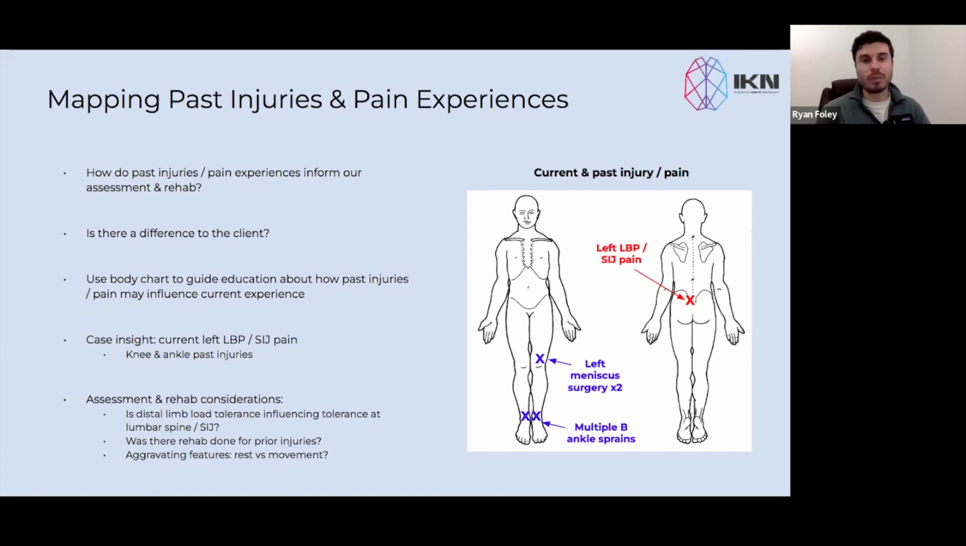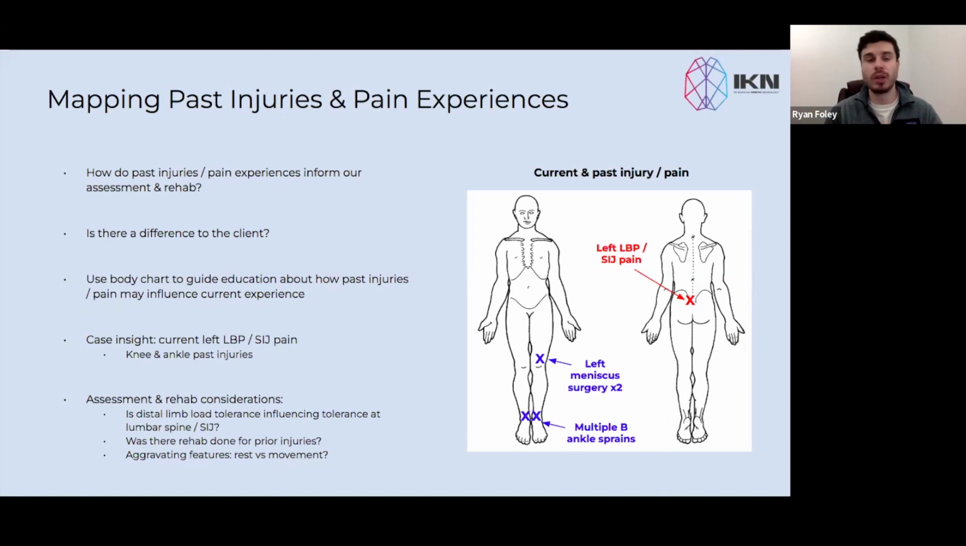Hey everyone. So in this video here, we're going to talk about how we can use past injuries and past pain experiences to help guide our thought process and our decision making when we're trying to do a couple of things, when we're trying to make sense of an individual's current pain experience, particularly in cases when there's no clear mechanism of injury that you can pinpoint that led to the individual's experience of pain or injury.